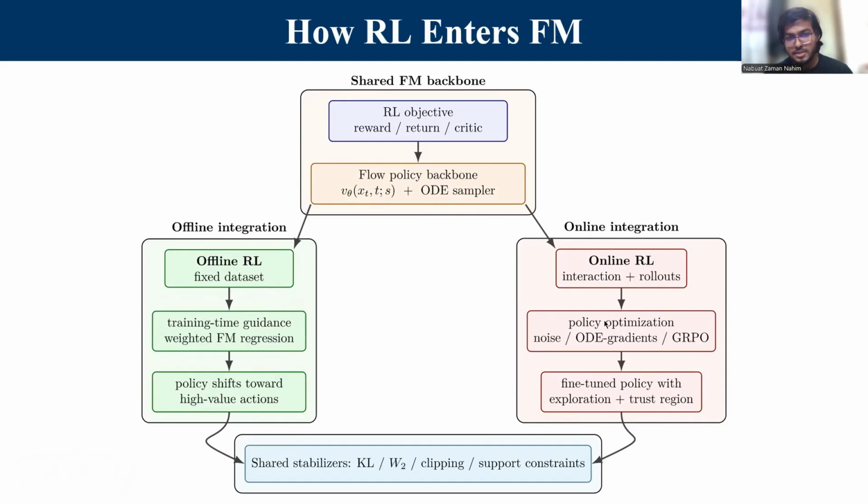And on the right-hand side, as you can see, in online RL, the signal enters at sampling time. So because flow matching uses deterministic ODE, we can actively interact with the environment and pass policy gradients directly back through the trajectory or optimize via group relative rewards like in GRPO. So despite these algorithmic differences, both branches share the same structural stabilizers like Wasserstein constraints to keep the generation safe.